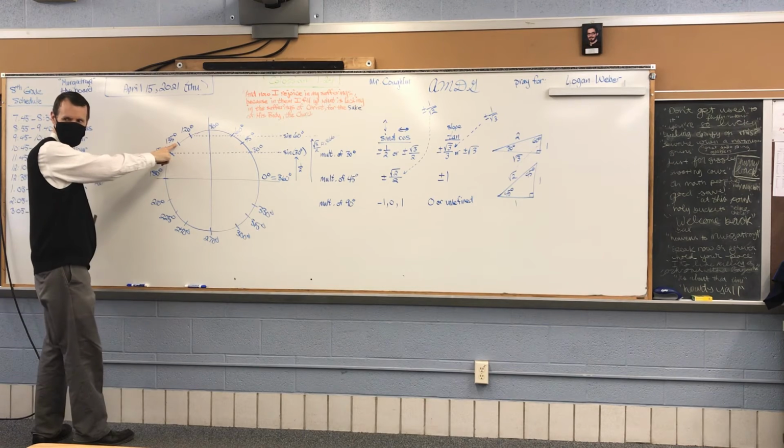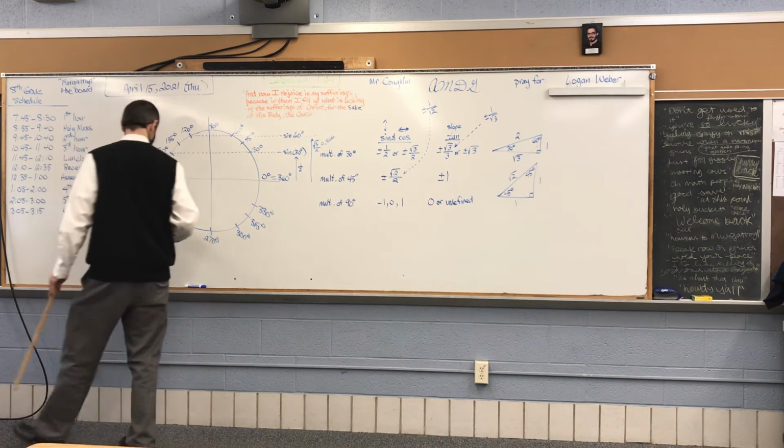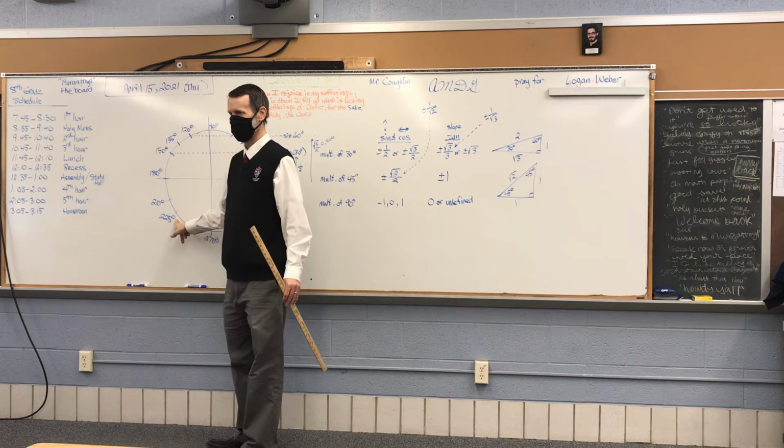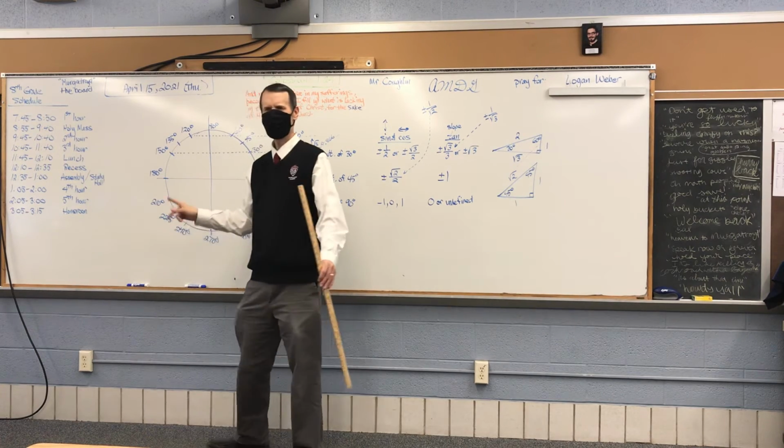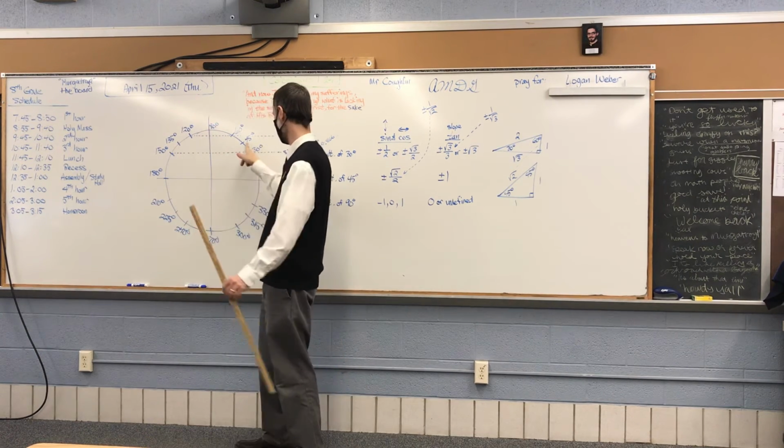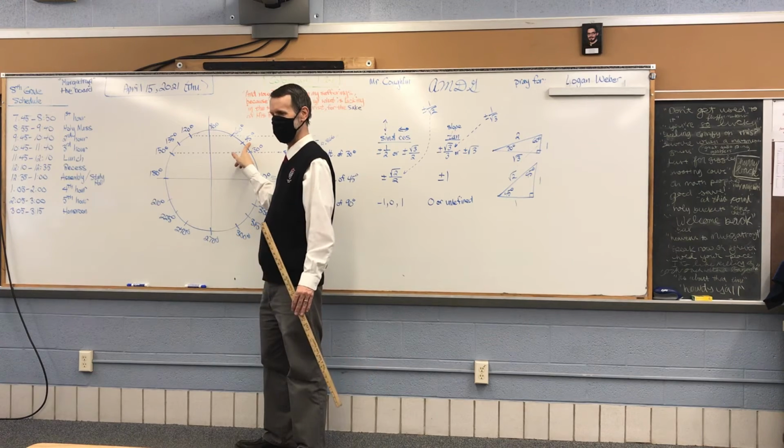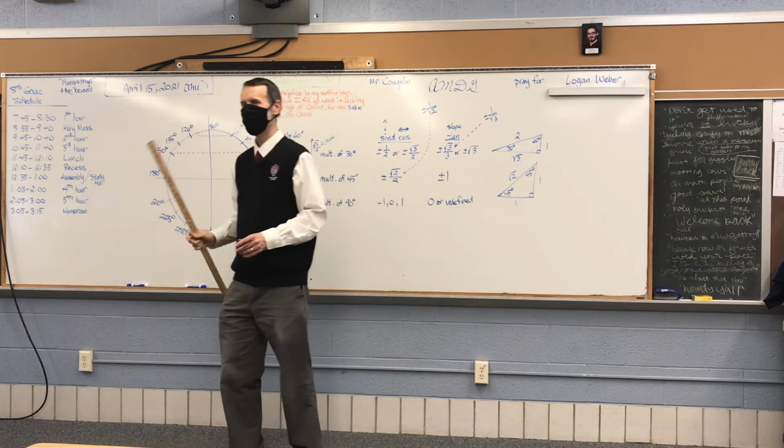Okay. Who did I miss? Sophie. Cosine. Okay. Who didn't get one? Okay, no. Cosine. Radical 2 over 2. Tangent.